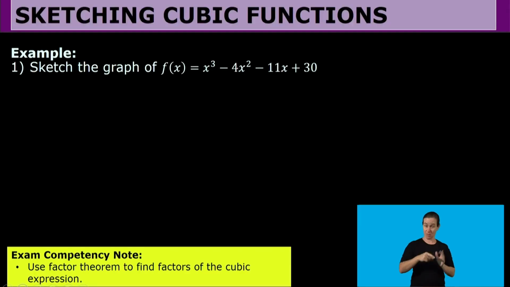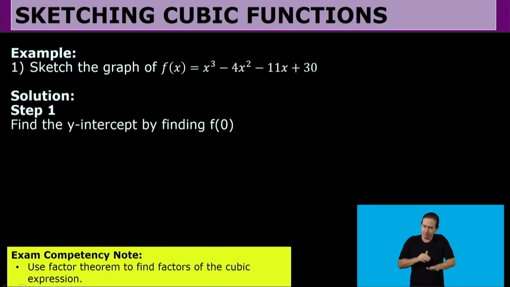So here we are asked to sketch the graph of f of x equals x cubed minus 4x squared minus 11x plus 30. Now, as I said, there are steps that we need to follow in order to sketch this cubic function. We need our intercepts. We need the y-intercept, which is where the graph cuts the y-axis.